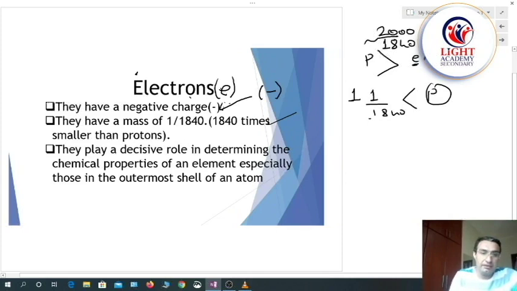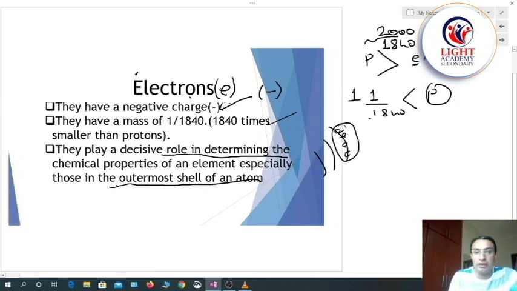The function of electrons we are going to study in the chemical bonding chapter. They play a decisive role in determining the chemical properties of an element, especially those in the outermost shell of an atom. It means that atoms have shells. Those electrons present in the last shell are called outermost shell electrons. These are very important because they are involved in chemical bonding. That's why they are very important.